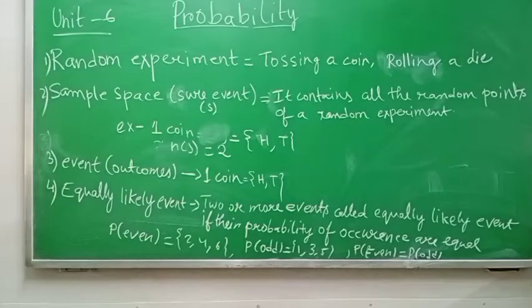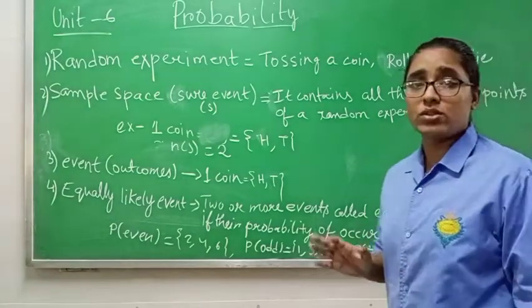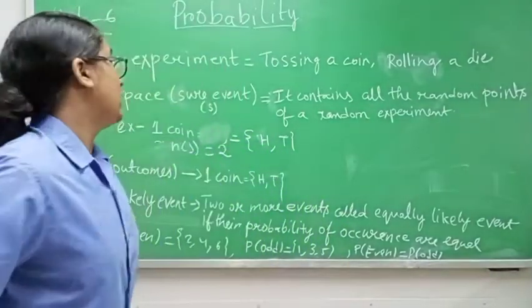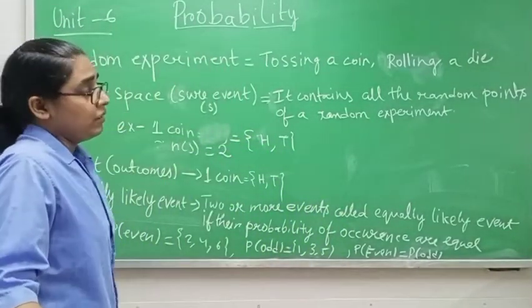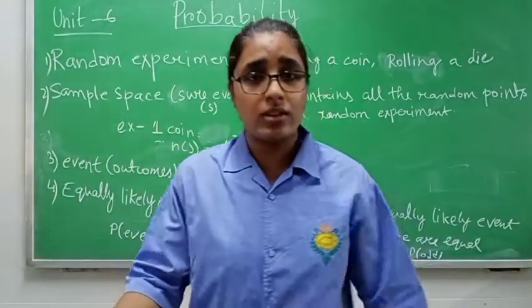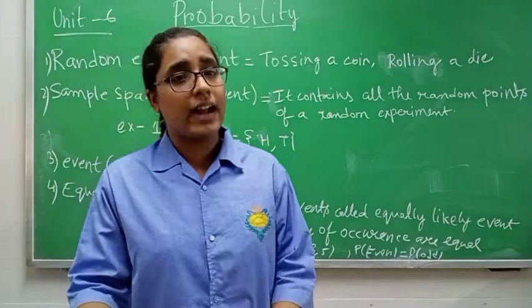Class 12, today I am going to start probability. First I am telling you some basic things which you have already done in class 11. Now what is a random experiment? When you toss a coin, when you roll a die, or when you toss two coins, this is known as a random experiment.